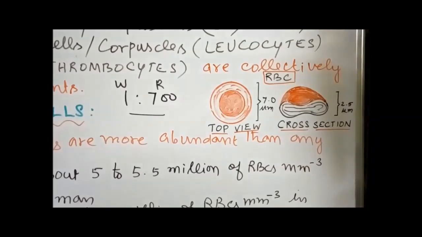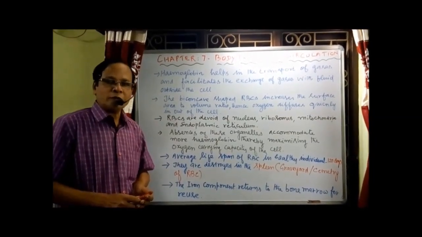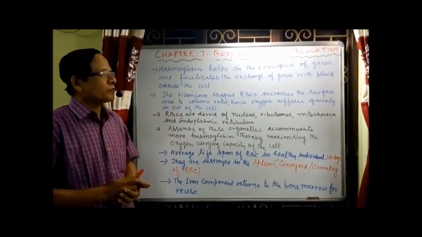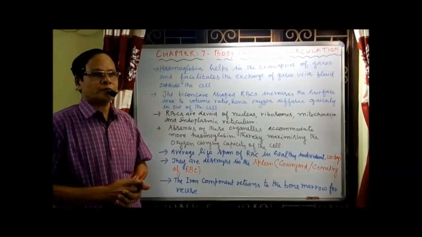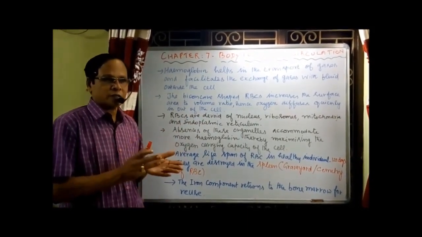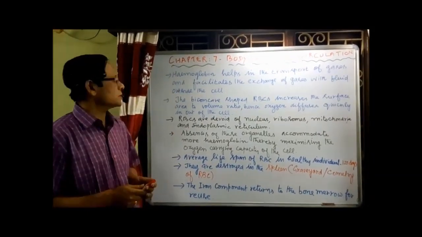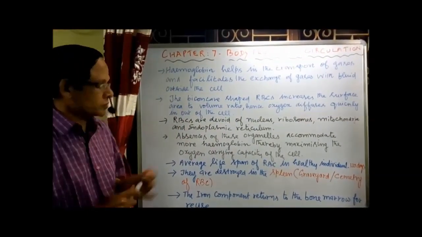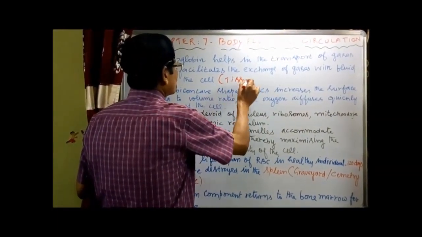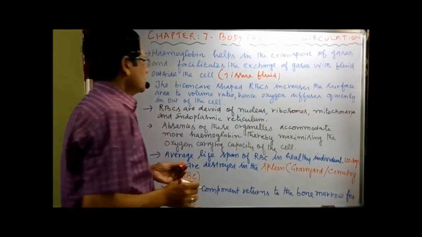Okay, what is the role of hemoglobin? Hemoglobin helps the transport of oxygen particularly and facilitates the exchange of gases with the fluid outside the cell, nothing but the tissue fluid. The tissue fluid is the one which is present between the cells. That is called the tissue fluid.